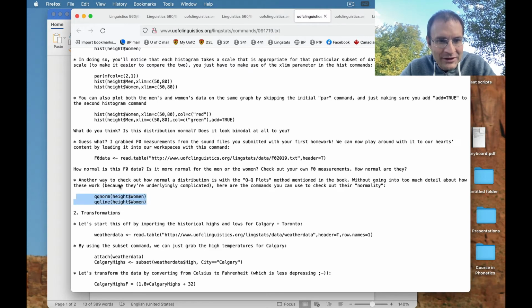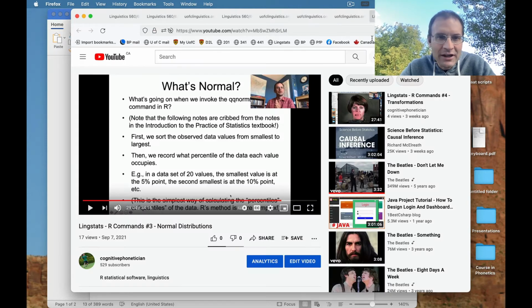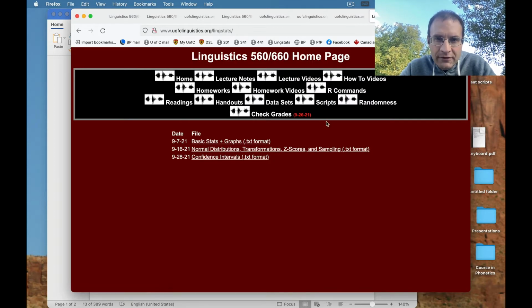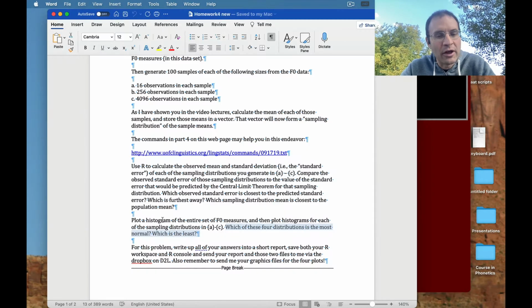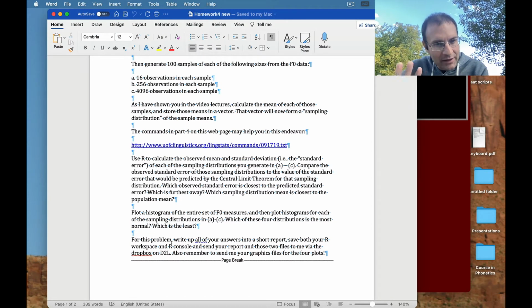It involves these commands, and there's actually a video here, the R commands number 3 video for normal distributions, which walks you through that process, how that works as well. You can find it in the how-to videos, our number 3 R commands normal distributions. So that will help you, or should help you a little bit in answering those questions. But otherwise, that's all you have to do for that part.